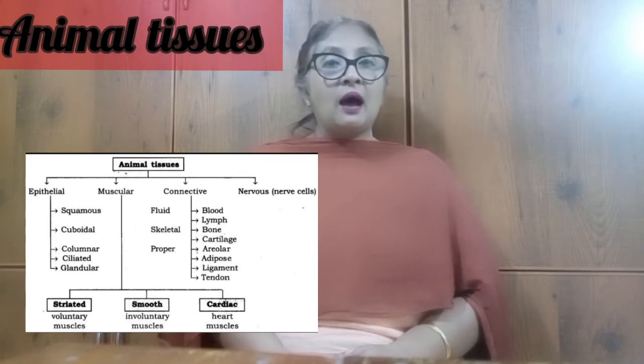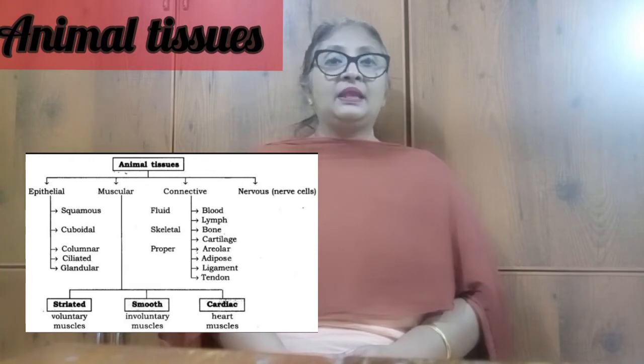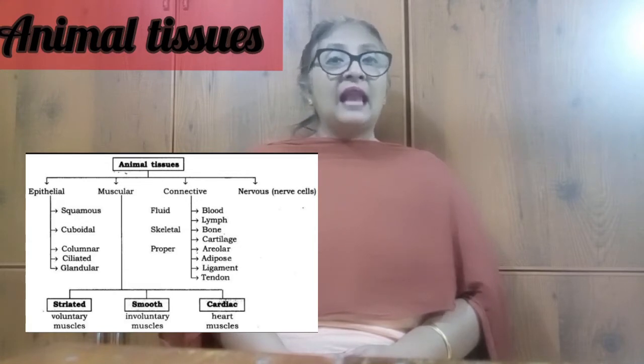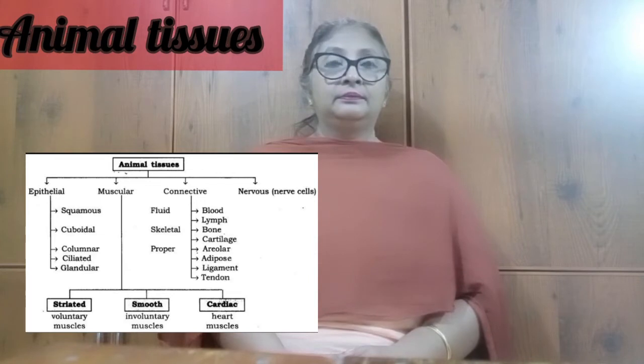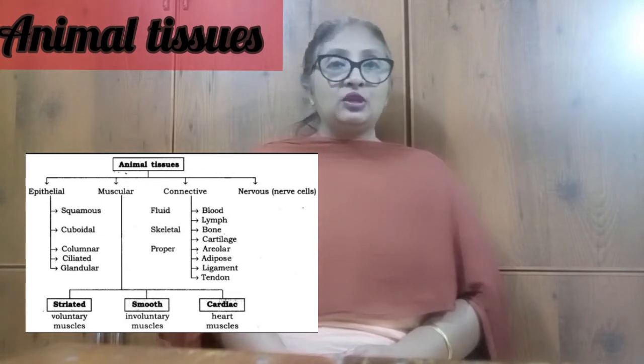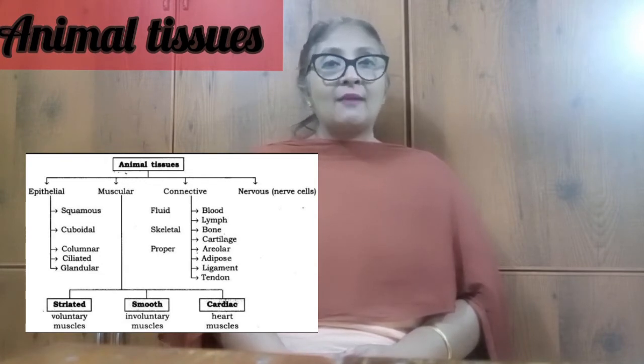Epithelial tissues are further divided into squamous epithelium, columnar epithelium, cuboidal epithelium and glandular epithelium. The squamous epithelium is further subdivided into simple squamous and stratified squamous epithelium. The columnar epithelium has only one subdivision, that is ciliated columnar epithelium.